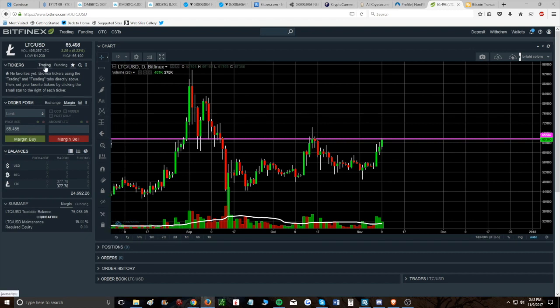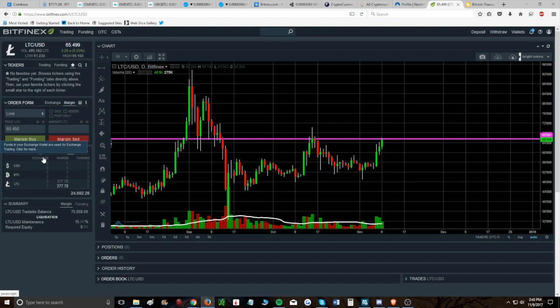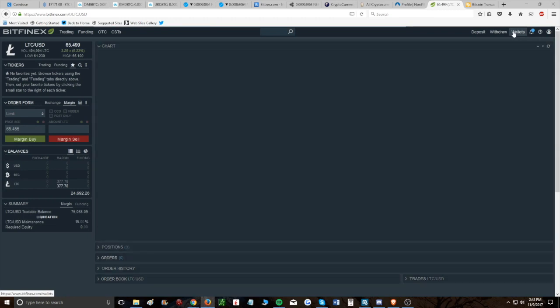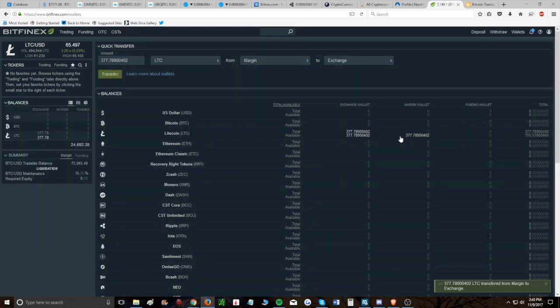So right now I'm on the margin account, but you don't have to have a margin account to trade here. You could have an exchange account, and the exchange account is a little bit different than the margin account. I think I would need to send this into my exchange account. Let's see what I need to do. Click on wallets. Yeah, right now it's in there, and I want to move from my margin to the exchange account. Hit transfer, and it simply just moves over there.